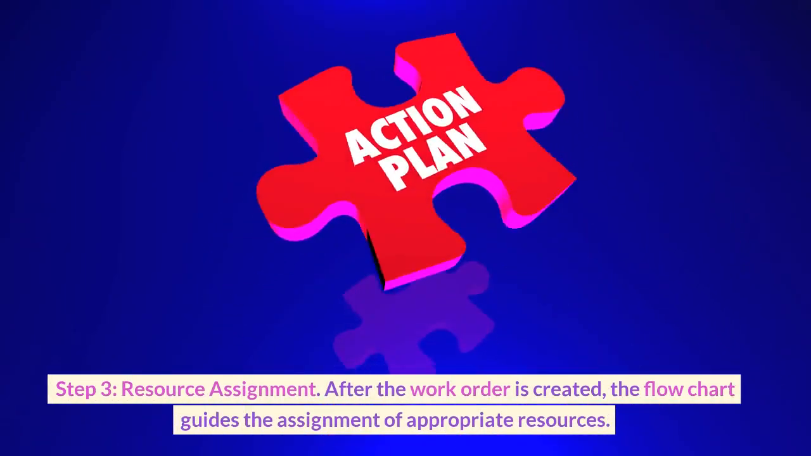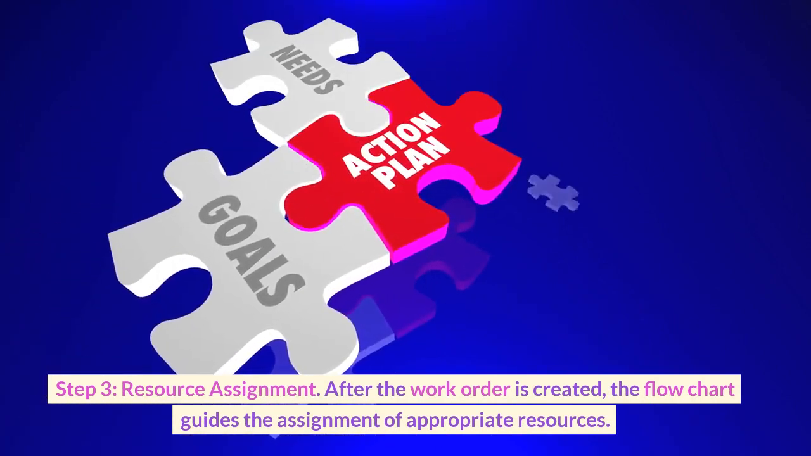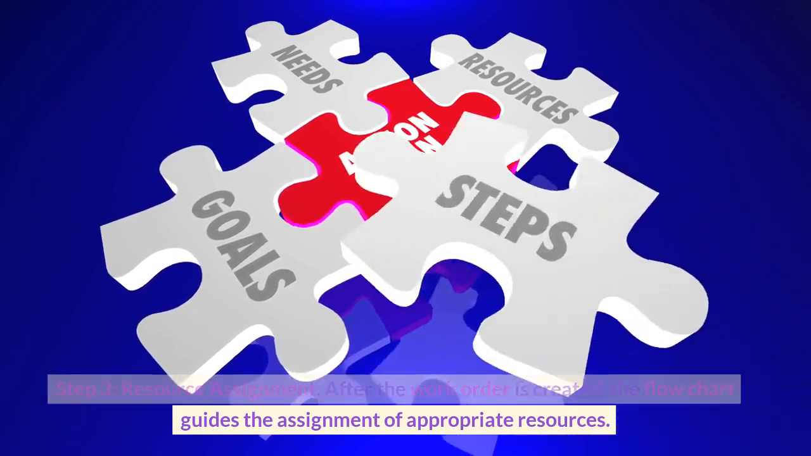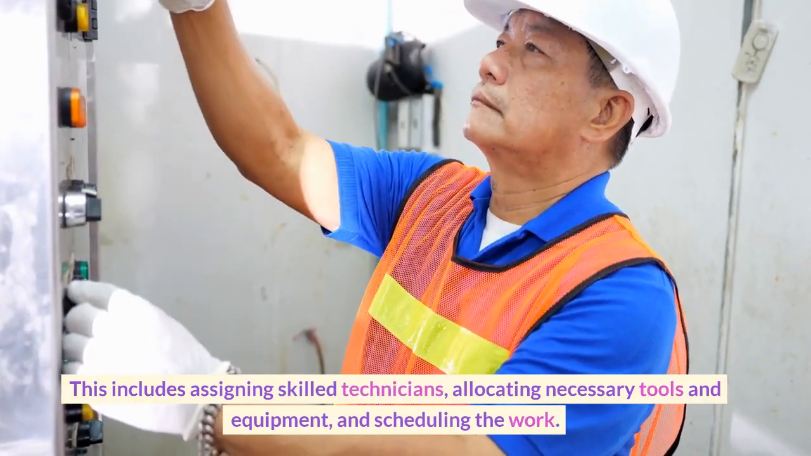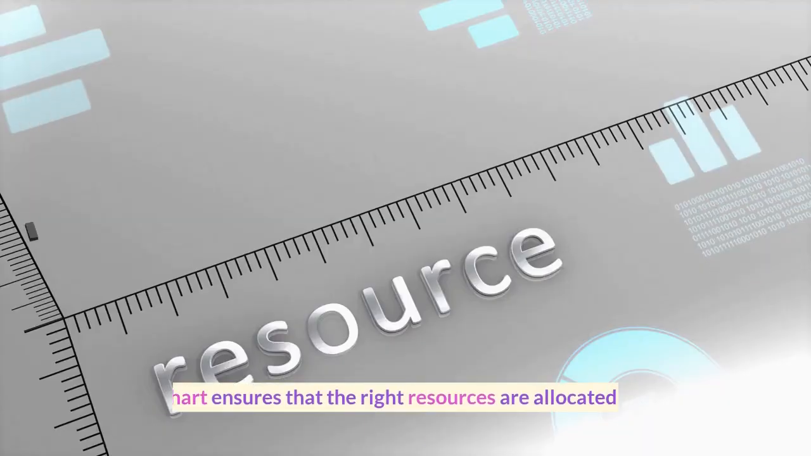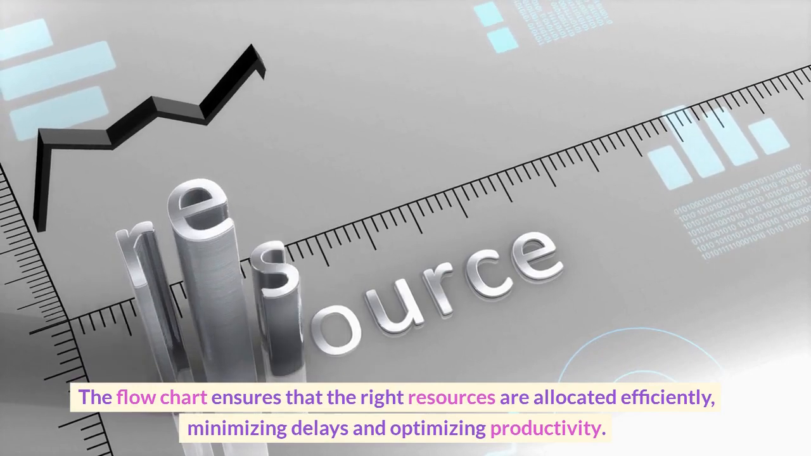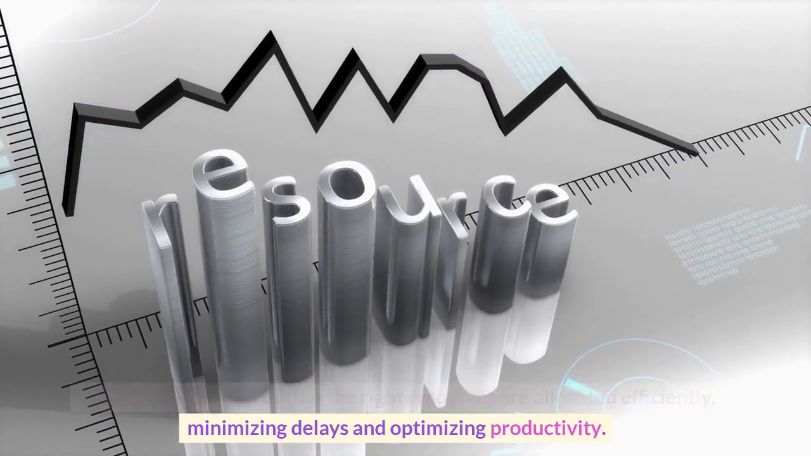Step 3. Resource assignment. After the work order is created, the flowchart guides the assignment of appropriate resources. This includes assigning skilled technicians, allocating necessary tools and equipment, and scheduling the work. The flowchart ensures that the right resources are allocated efficiently, minimizing delays and optimizing productivity.